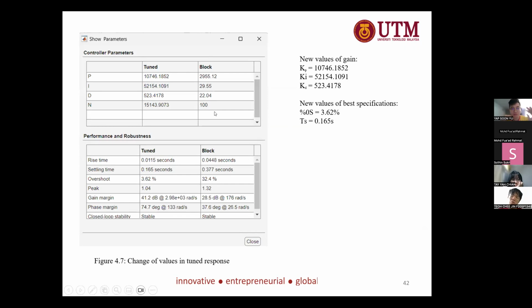Okay, we select until the response becomes very sharp, and then you can see that for the tune response, in performance and robustness, the Ts becomes very small, 0.165 seconds. And the percentage overshoot also reduces very much. So when do we stop? We stop at this Ts, because if we slide more, the Ts will become N seconds in the parameter. So we just stop here. This is the least value that I could provide. Next slide.